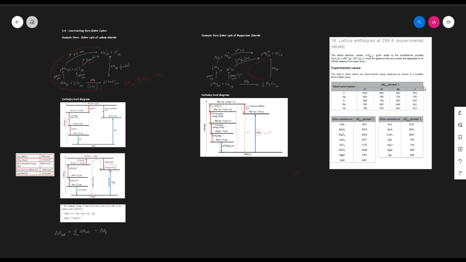Video number 3 covers comparing lattice enthalpies of different ionic compounds. What factors affect the lattice enthalpy of different ionic compounds are basically the same as the factors that would affect the strength of an ionic compound that we covered in topic 4.